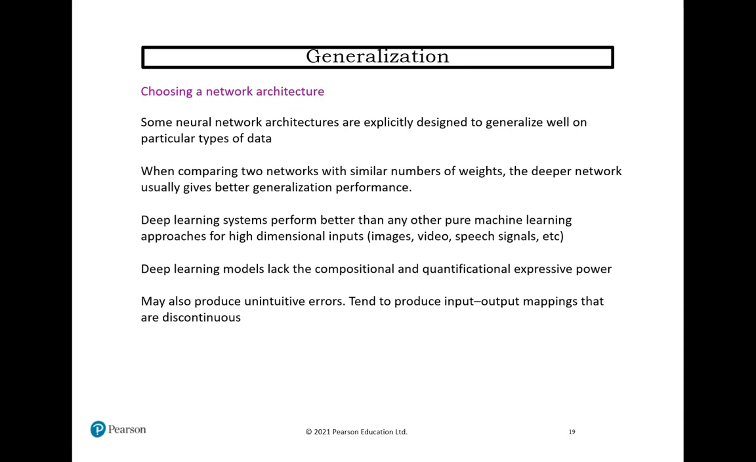Furthermore, deep learning models lack compositional and quantificational expressive power, so you don't really have any explanation of how the network is able to classify the image, because there's just no expressive power in there. They also may produce unintuitive errors. They tend to produce input-output mappings that are sometimes discontinuous. So you show two images of the same person, slightly different, and you can get two different identifications, because the output is not continuous.